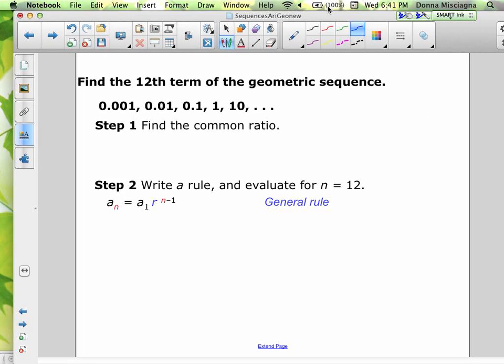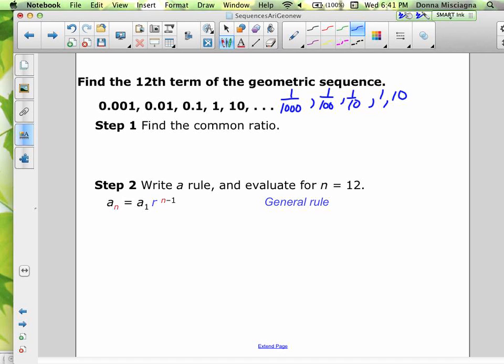So we have 1 here in the thousandths place. So that's 1 over 1,000. Okay. And then we have 1 in the hundredths place, so 1 over 100. And then 1/10. And then 1 and 10.